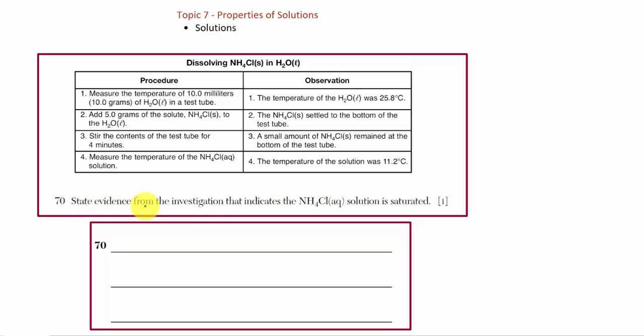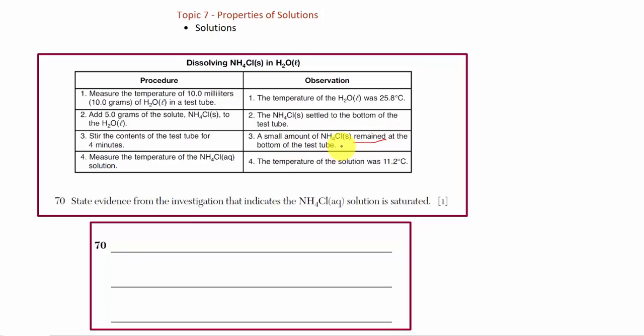Question 70. State evidence from the investigation that indicates that ammonium chloride solution is saturated. Well, let's see what we're doing in this process here. First, we measured the temperature of 10 milliliters or 10 grams of water, put it into the test tube. We've added 5 grams of the solute. We stir the contents, and then we measure the temperature again when we're finished after 4 minutes. Here's what happened. At 25.8 degrees, the ammonium chloride settled to the bottom of the test tube. We stirred, and a small amount of the ammonium chloride remained at the bottom of the test tube.